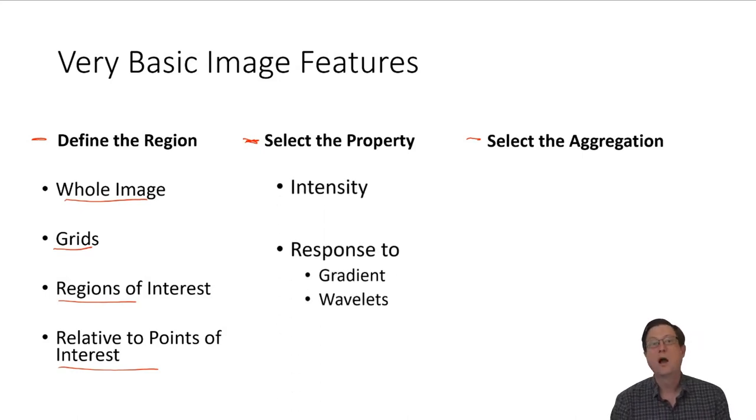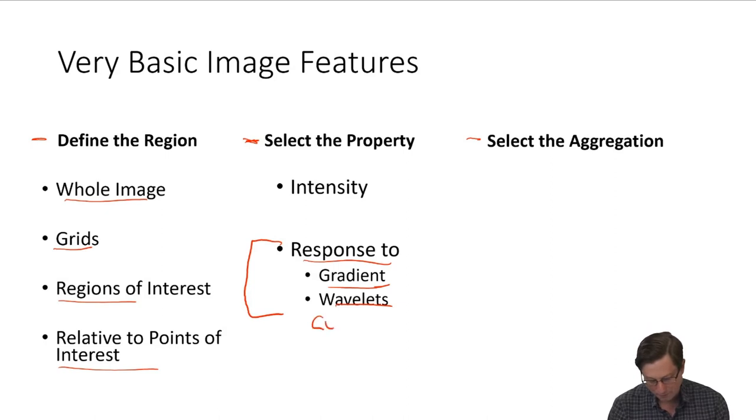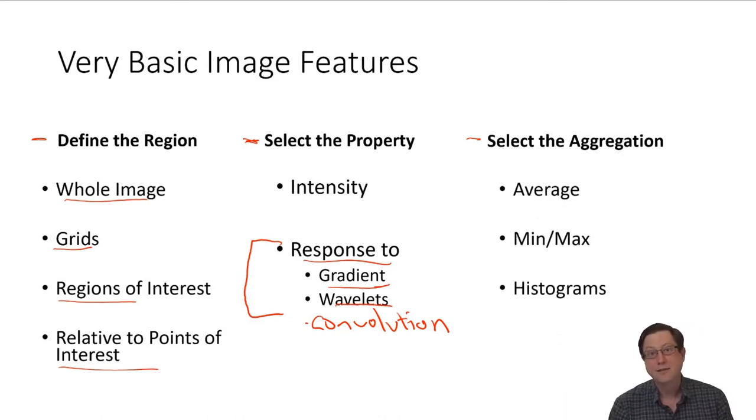You could select the property that you want to use. We've been talking about the intensity, the normalized 0 to 1 value, but another common thing to do, which we'll get to in about 3 or 4 slides, is to ask how much that region responds to a particular image filter. Gradient is one type of image filter. Wavelets is a slight generalization of it. Convolution is something you might have heard of. We'll talk about all of these, so I'm not going to go through them in more detail right now. And then finally, the aggregation.